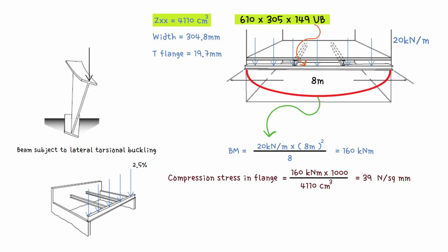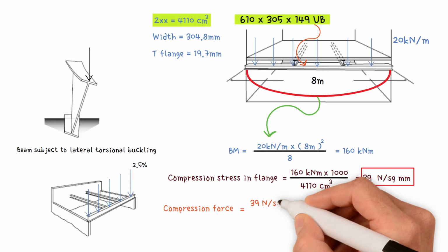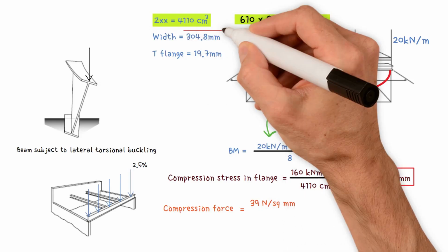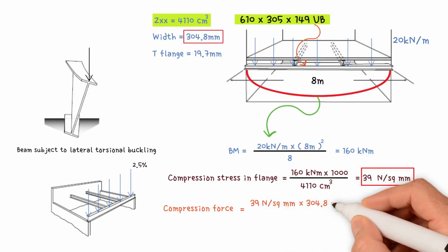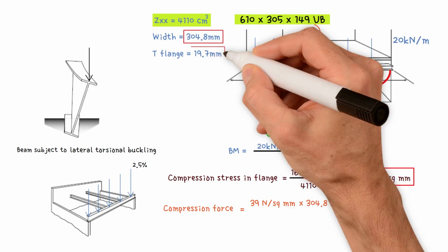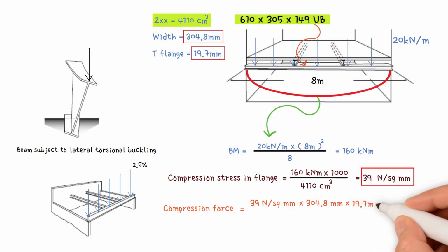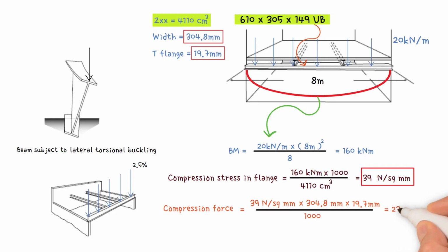Next, we will work out the compression force, which equals compression stress 39 newtons per square millimeter, times beam width 304.8 millimeters, times flange thickness 19.7 millimeters. We should divide by 1000 to convert newtons to kilonewtons. This gives us a value of 233.75 kilonewtons.